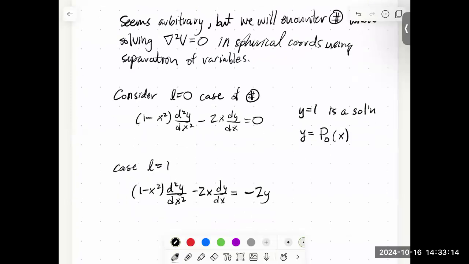All right, this one we can kind of do in our head as well. Let's try y equals x. Okay, two derivatives of x is going to be 0, so that's gone. Let's see, we could do minus 2x dy/dx. dy/dx is just 1, so we're going to get a minus 2x. But y is equal to x, so we have minus 2x is equal to minus 2x. So y equals x is a solution. And in fact, y is equal to the first Legendre polynomial in this case.